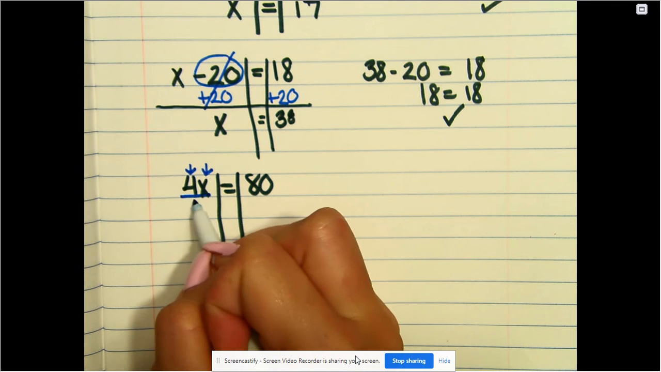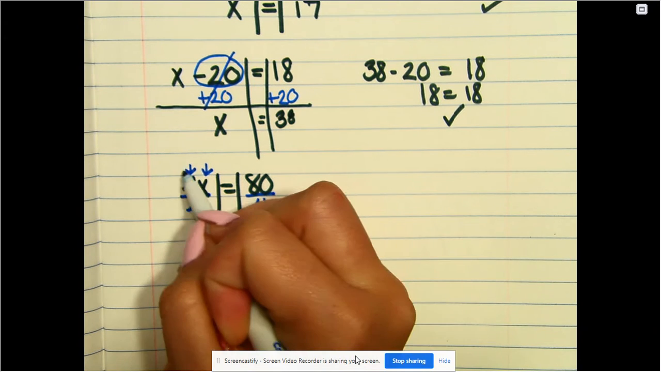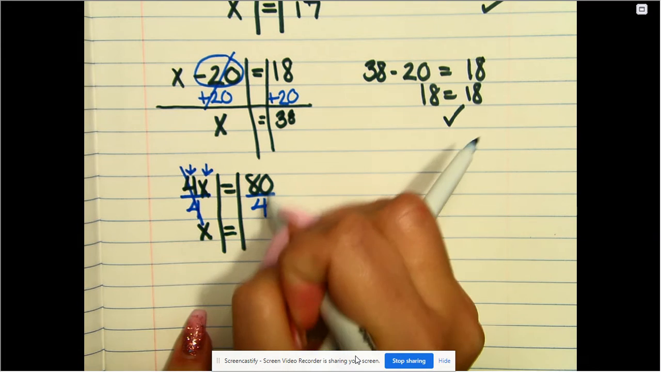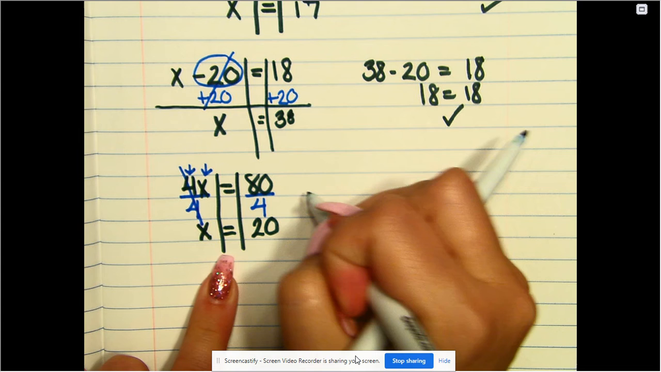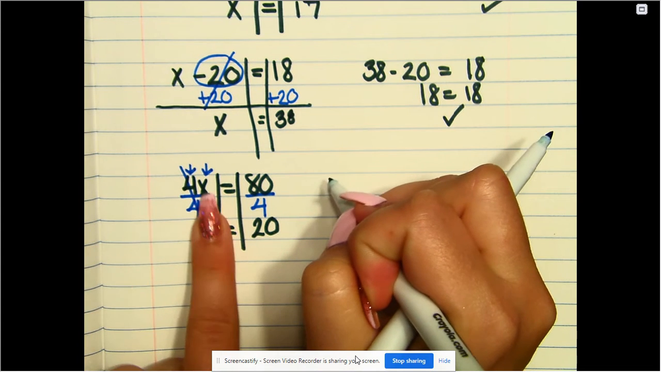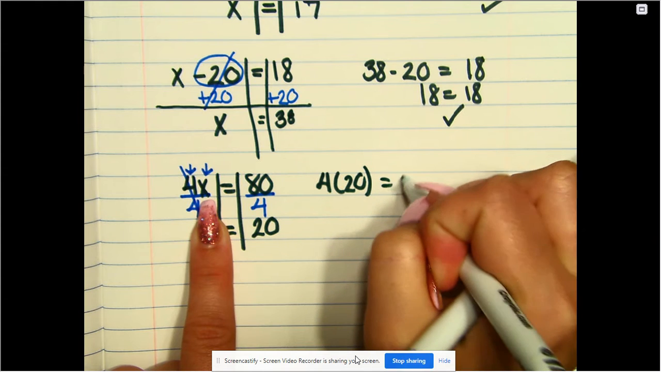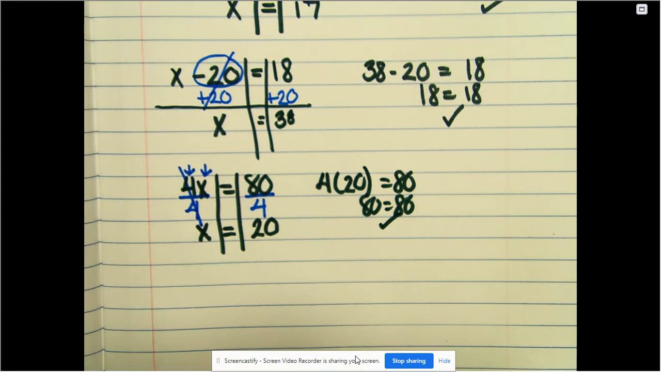And so we're going to do the opposite or inverse and divide by 4 on both sides. 4 divided by 4 is 1, so I'm left with x. 80 divided by 4 is 20, and so this should be correct. So I'm going to plug in 20 where x is. It's 4 times 20, 80, and it is. So this particular solution worked.